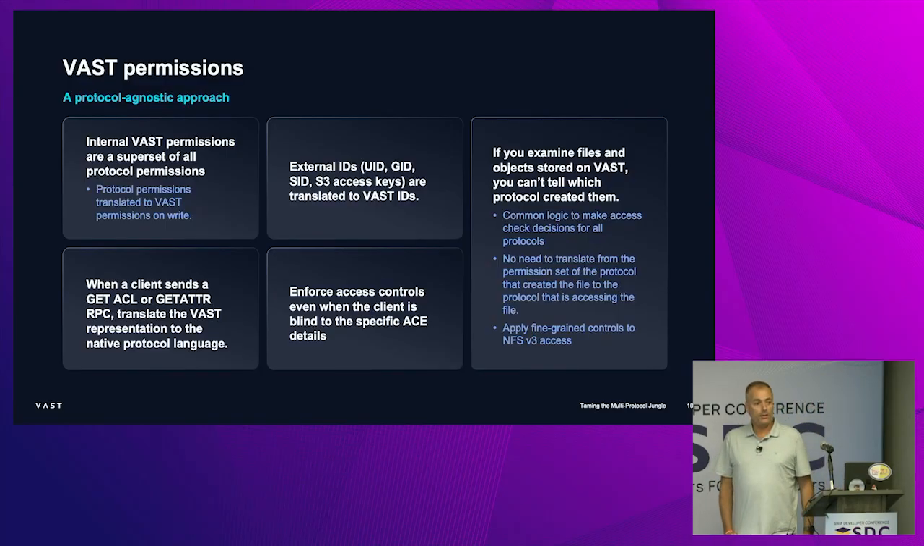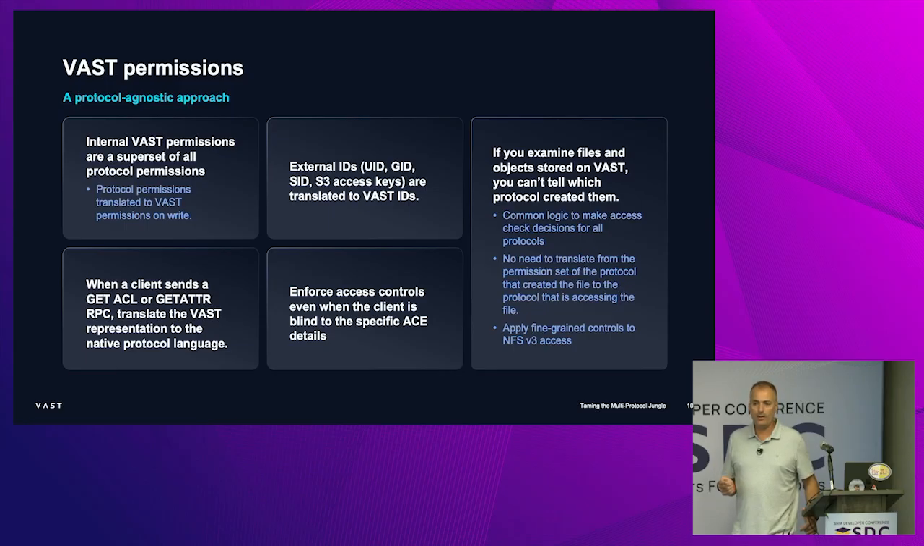So I mentioned VAST permissions, and let's dive into that. When I create a file, let's say from SMB, I want to set an SMB ACL. And internally, we will translate it into VAST permissions. So VAST permissions, think of a superset of NFS v3, v4, SMB, and S3 permissions. So this is the concept behind VAST permissions. So we translate, in this case, the SMB permissions into VAST permissions. It's a one-to-one mapping. And the ACL also comes with SIDs, user SIDs and group SIDs, which we internally translate into what we call VAST IDs.